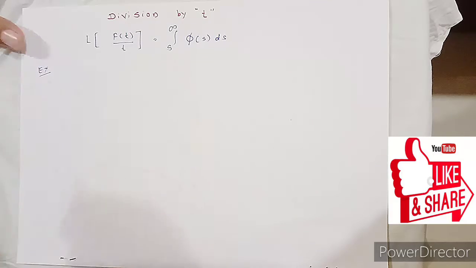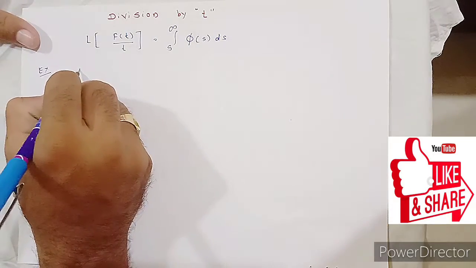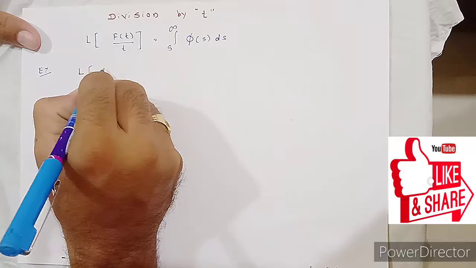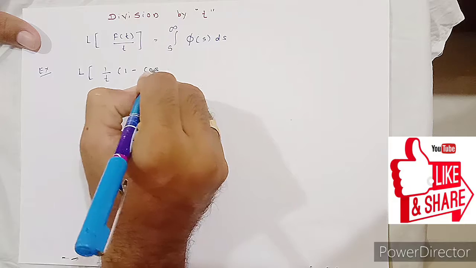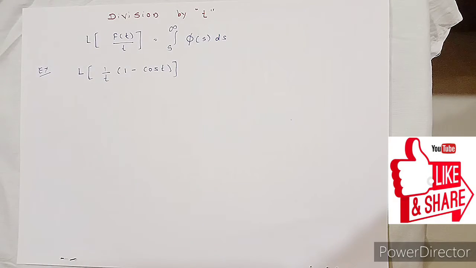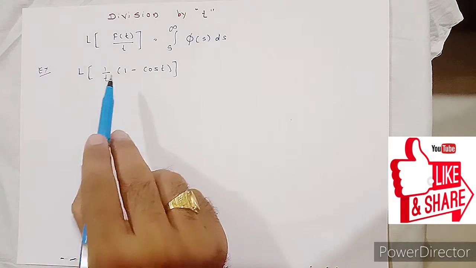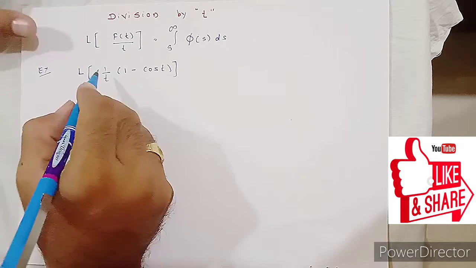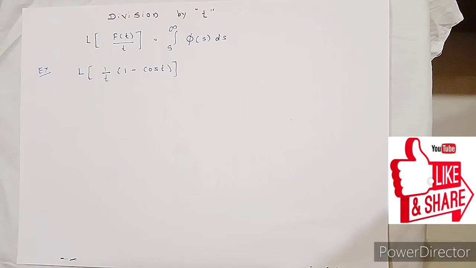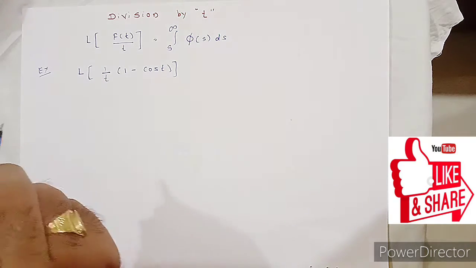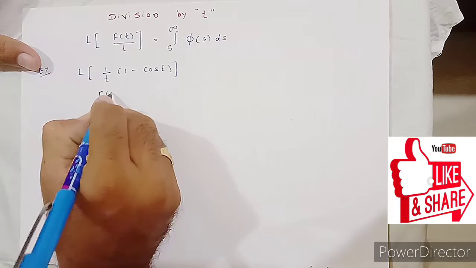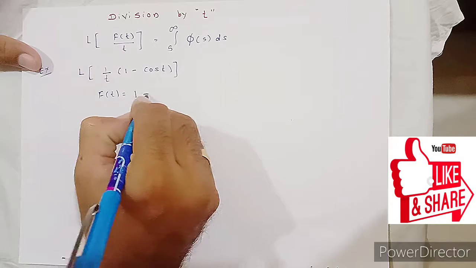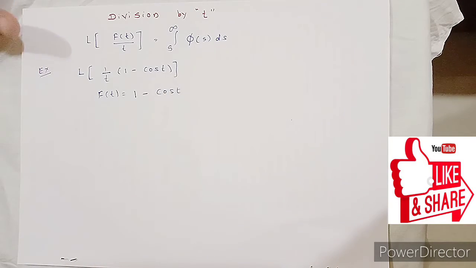Based on this definition, we first take the numerical: Laplace transform of 1 by t times 1 minus cos t. They are asking to find the Laplace transform of (1 minus cos t) divided by t, right? Since t is divided here, the numerical belongs to division by t. So what is f of t here, according to the definition? f of t is nothing but 1 minus cos t.